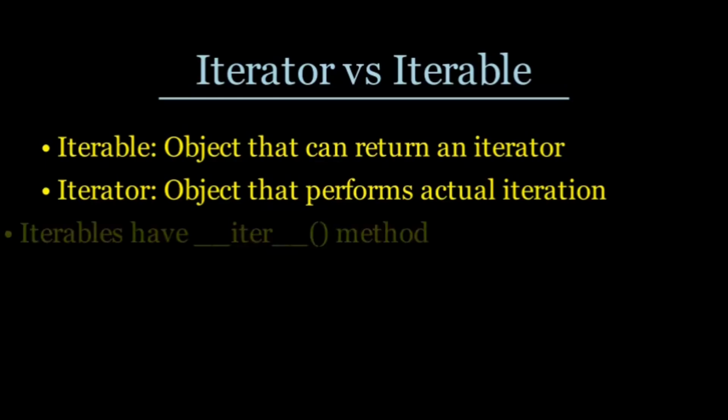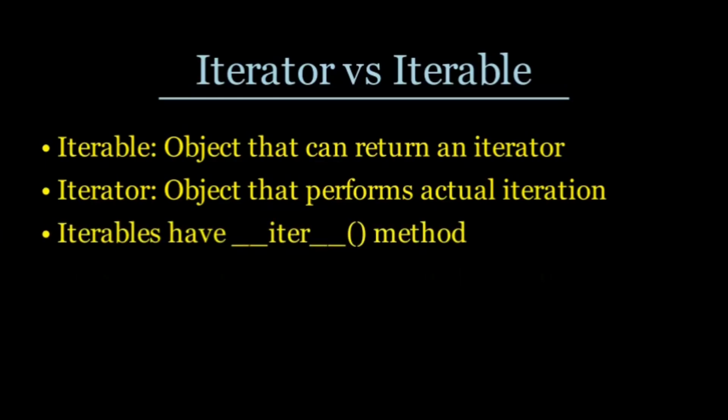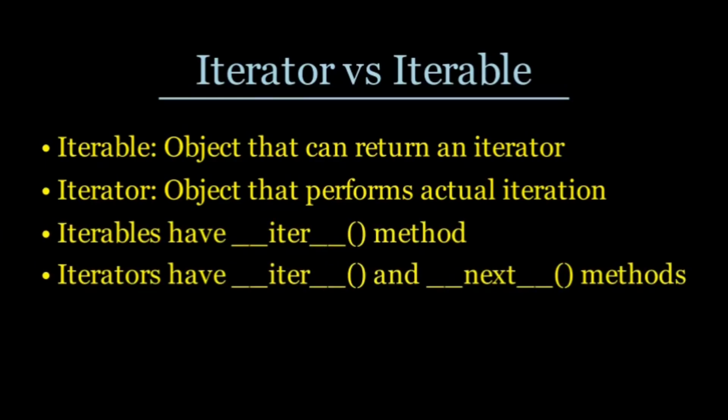The iterables implement the __iter__ method, which returns an iterator. Iterators implement both the __iter__ method and the __next__ method. The __next__ method returns the next value in the sequence.